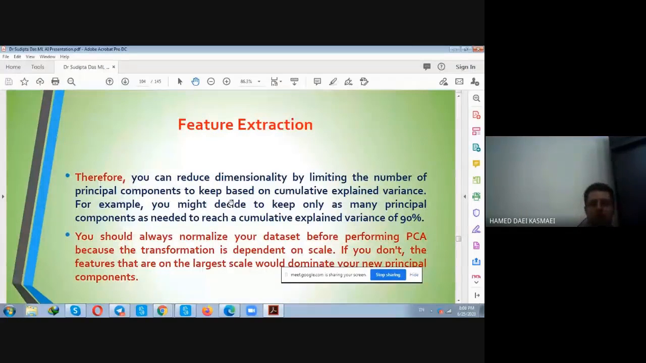Therefore, you can reduce dimensionality by limiting the number of principal components to keep based on cumulative explained variance. For example, you might decide to keep only as many principal components as needed to reach a cumulative explained variance of 90%.